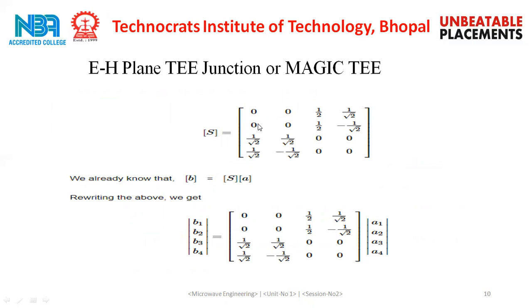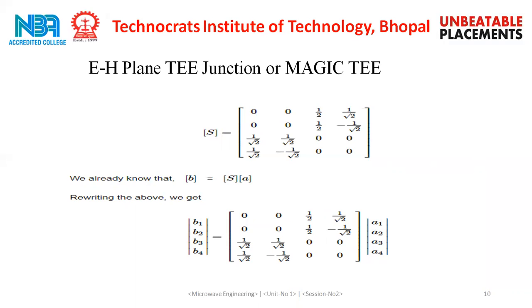And if we put this scattering matrix value into our equation B is equal to S into A, this is the equation for this magic T. The right hand side B1, B2, B3, B4 is a column matrix corresponding to the reflected wave. A1, A2, A3, A4 is a column matrix corresponding to the incident wave, and this middle one is the scattering matrix.